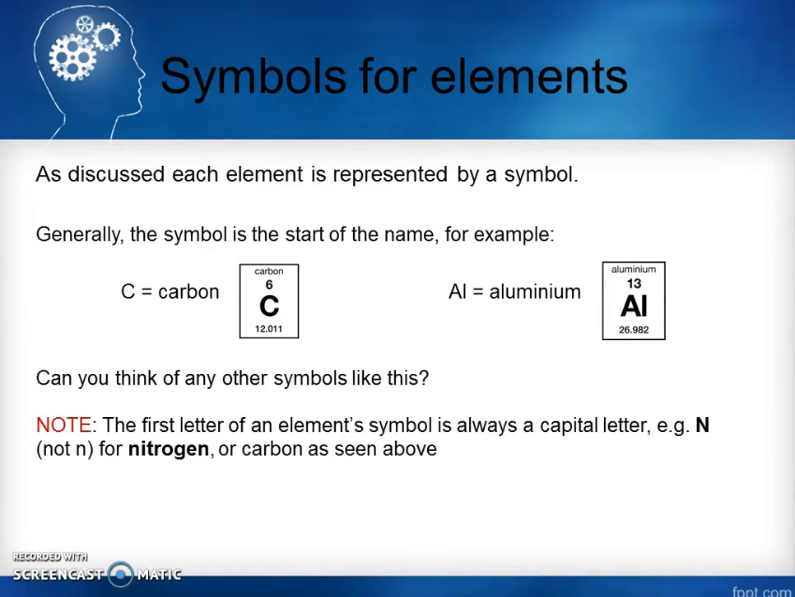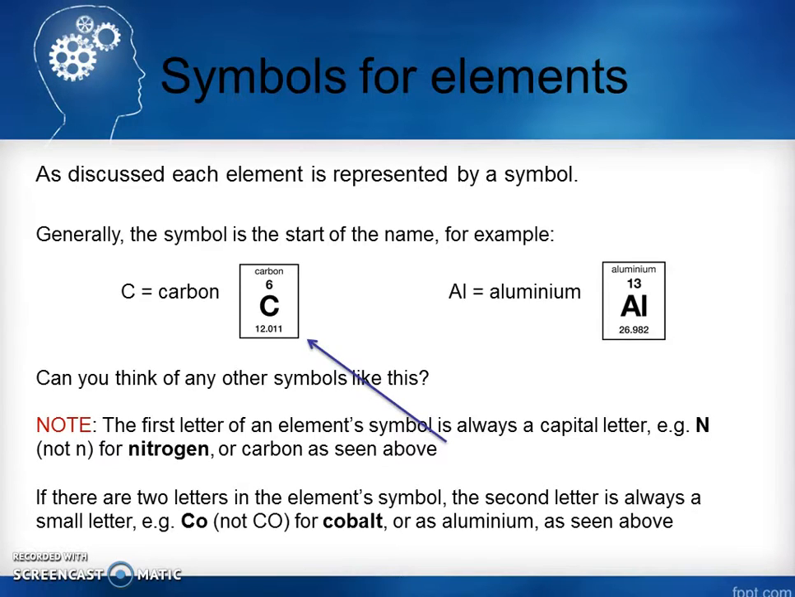Now, note that the first letter of an element's symbol is always a capital. So example, nitrogen would be a capital N, not a little n, just as we see in carbon here. Or if there happens to be two letters, which some elements have, the first letter is a capital, second's lowercase. So for example, cobalt down here would be capital C, lowercase o, and just as we see up in aluminum, capital A, lowercase l.